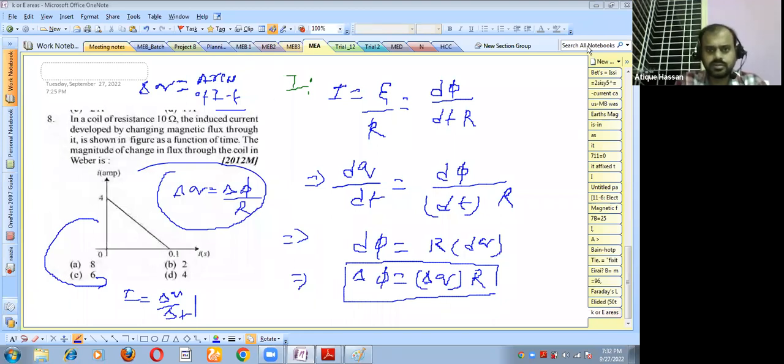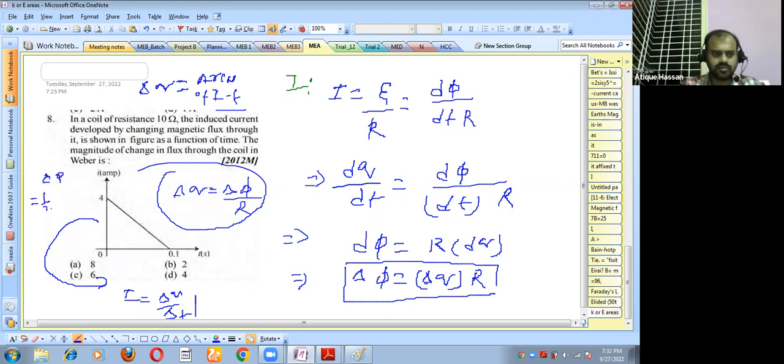Are you solving it? Have you calculated delta q? If you are able to find delta q, then you will find the answer. Yes, B is the correct answer. Delta q we can find directly by the area. So delta q will be half into 0.1 into 4, which means it will be 0.2. So multiply by R: 0.2 into 10, you get 2. The correct answer is B.